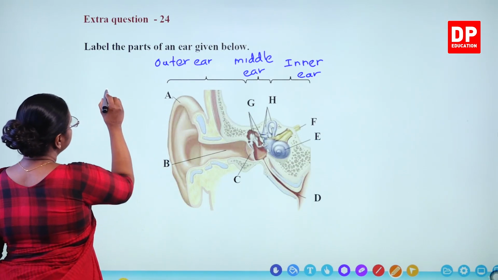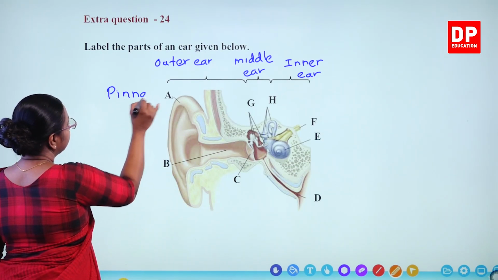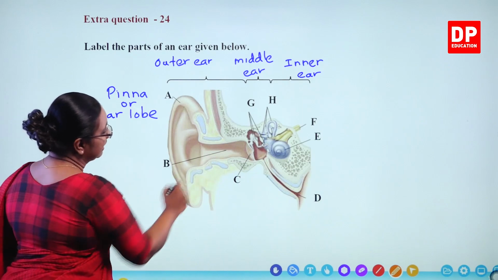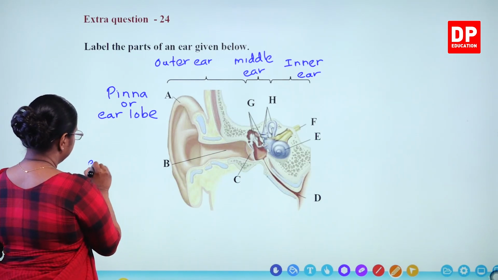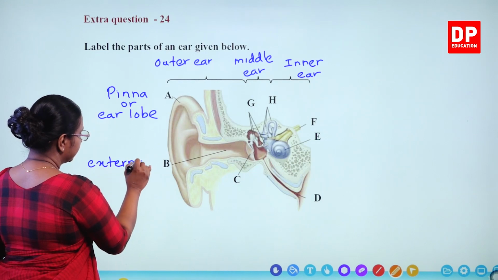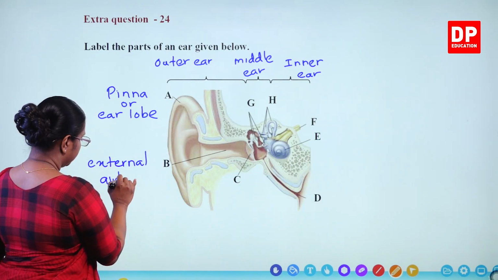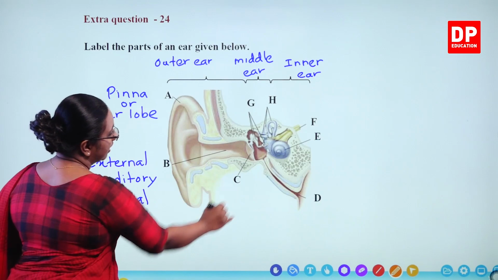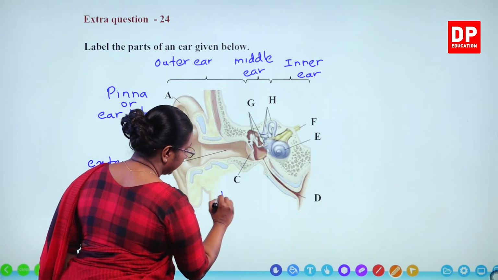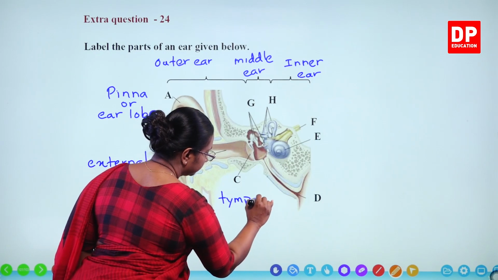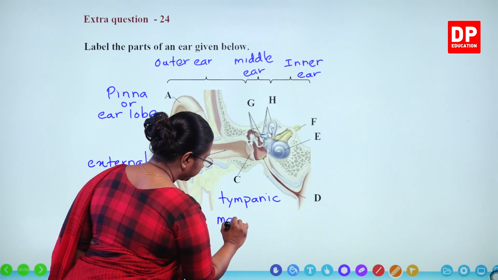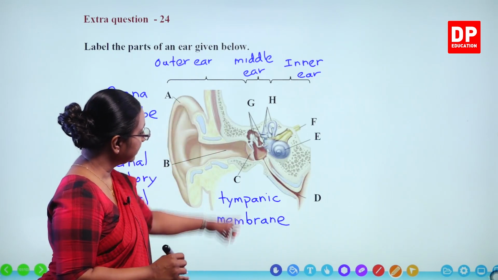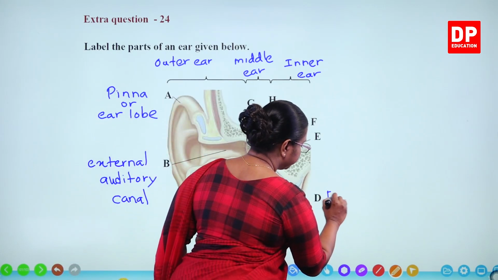In that, what is this? A is pinna, or you can write it as ear lobe. You can use any term. What is B? External auditory canal. B is external auditory canal. What about C? C is the tympanic membrane. Then what is D? D is the eustachian tube.